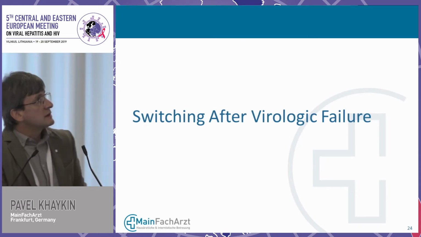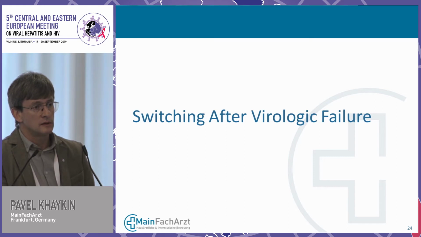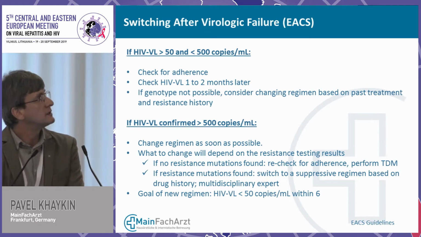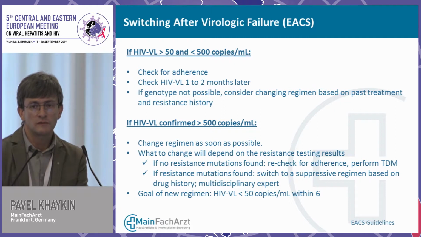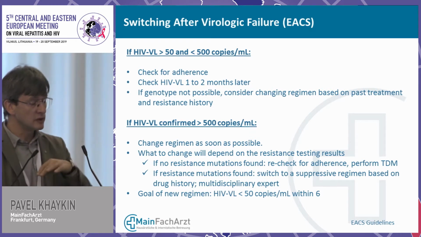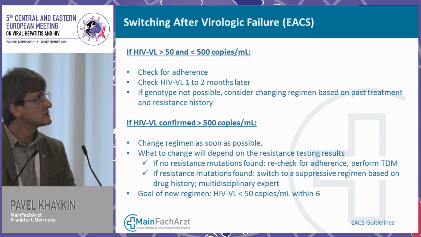Then I move to the second part, switching after virologic failure. What do we need to take into account if we are switching a patient with failure on ART? There are two strategies recommended by EACS. If the HIV viral load is between 50 and 500 copies per mL, first we check the adherence of the patient. We just ask the patient whether they really take the medication. We probably check the viral load again in a few weeks. Sometimes genotypic testing is not possible because the viral load is very low, so it's not possible to make a genotypic resistance test, and the change in treatment in that case is based on the past treatment and resistance history.